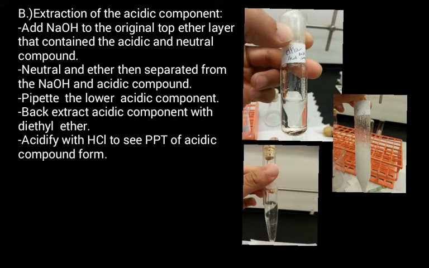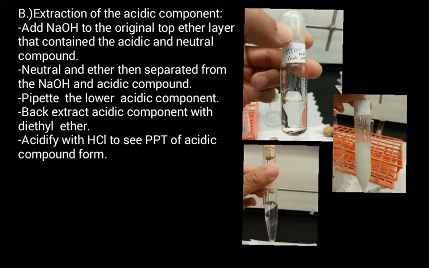Part B. Extraction of the acidic component. First, the student added NaOH to the original top ether layer that contained the acidic and neutral component. The NaOH ionized to form hydroxide and sodium ions. The hydroxide takes a proton from the carboxylic acid and creates water, sodium ions, and a carboxylate group.